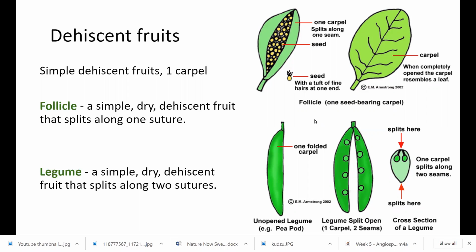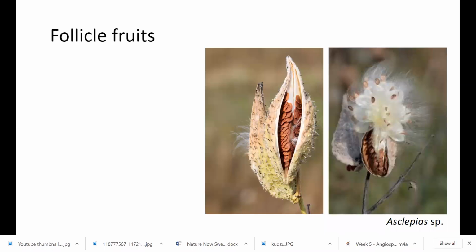So this should be pretty familiar to you. It's another simple, dry, dehiscent fruit, but it splits along two sutures instead of one, right? So if you've ever strung string beans with your grandparents on their porch, right, you know that you break it off at the top and then you can open up those legumes to get the peas or the beans out that were inside. Let's look at some examples of these.